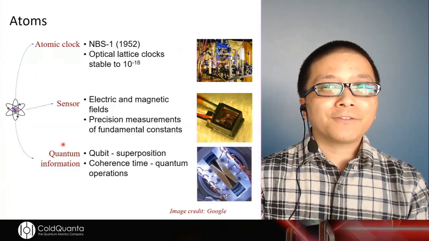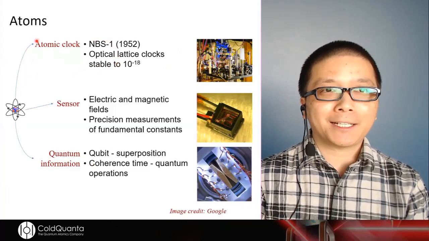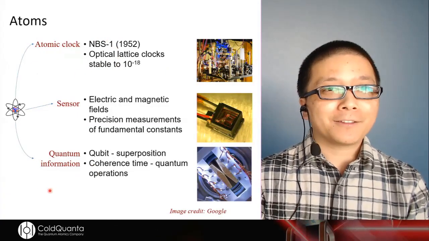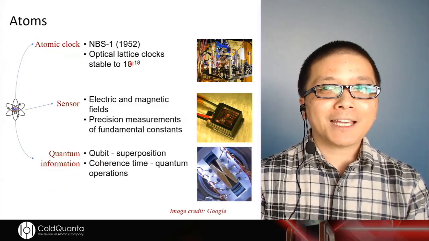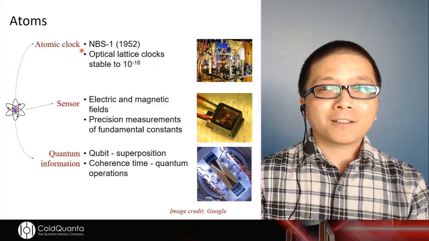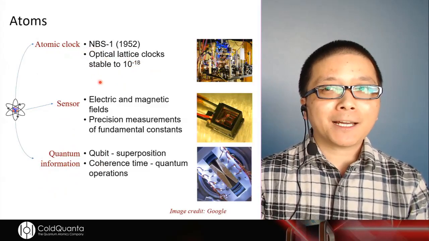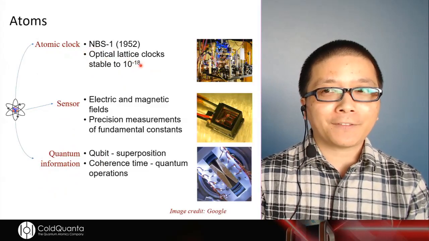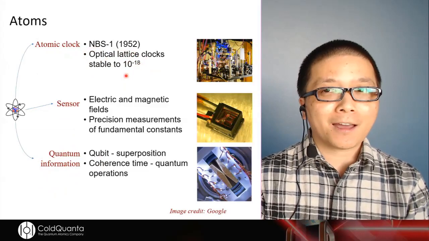In fact, atoms are promising for many applications, such as atomic clocks, sensors, or quantum information processing. For atomic clocks, they have been developed from the 1950s to now. The best atomic clock can be stable to 10 to the negative 18, which is much more stable and precise than any other clocks.